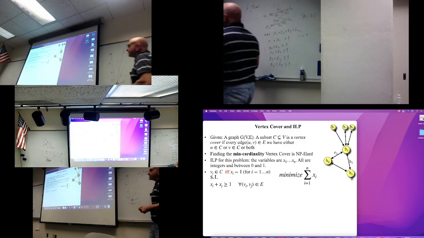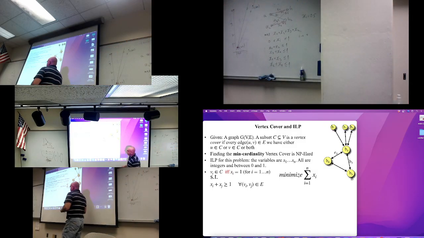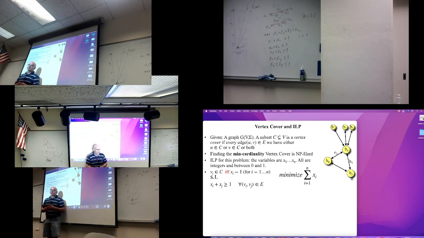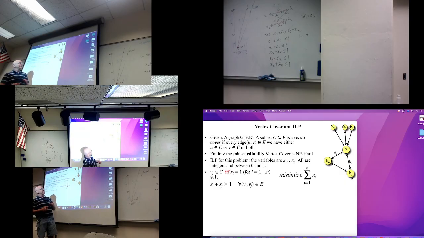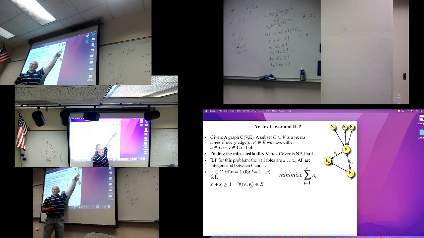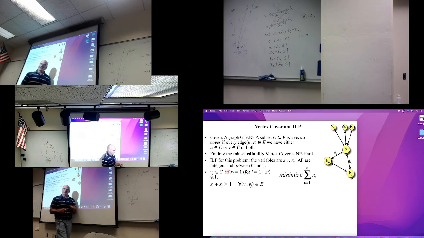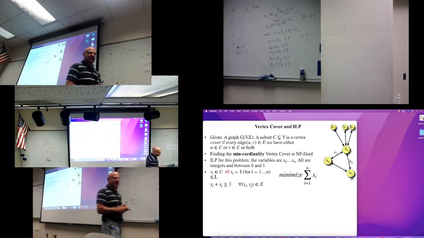Vertex cover doesn't have a polynomial algorithm, actually. It's one of the famous NP-hard problems. So what is the vertex cover problem? I'll give you a graph, and I want to pick a subset of vertices so that every edge is hit by at least one of the vertices that I pick.